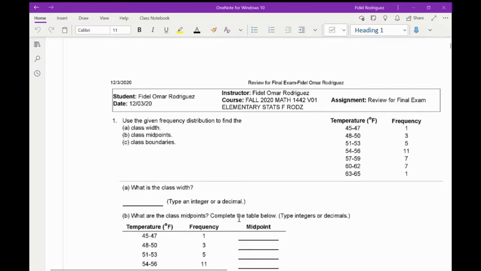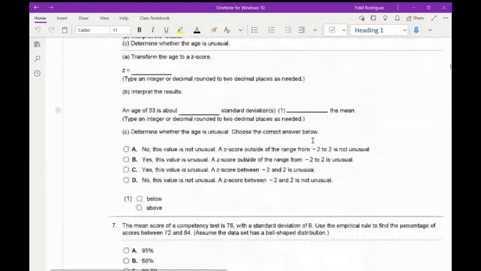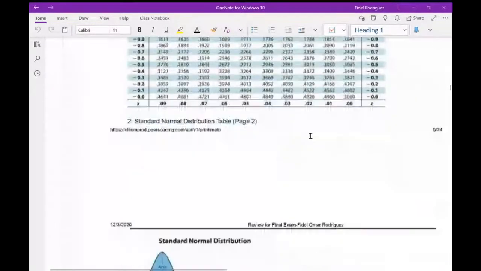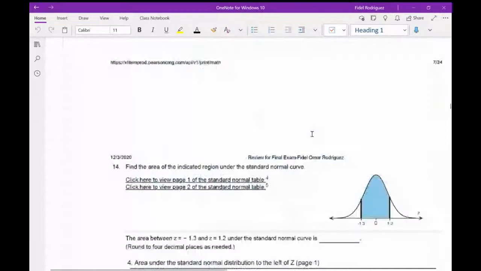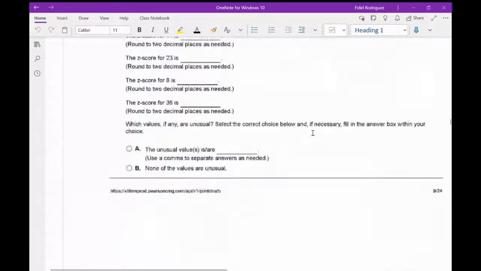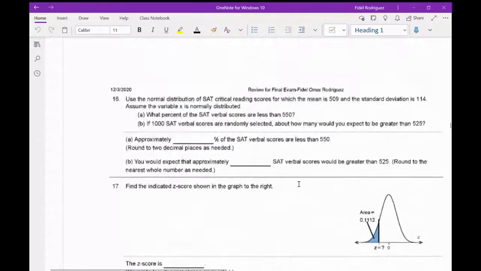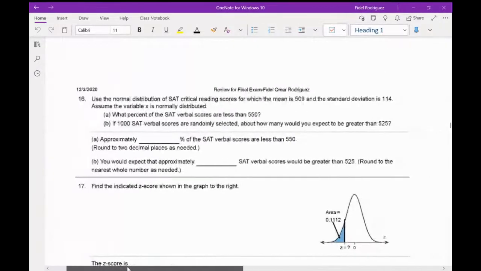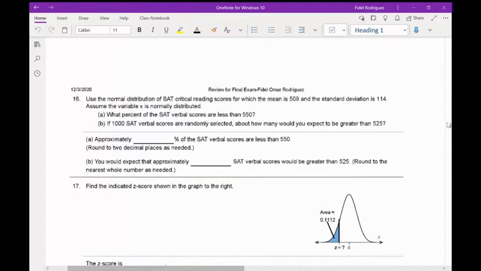Of course. So let's go to number 16. I'm just going to scroll down, guys, so if it's going kind of fast, I'm just trying to move down to it. Let's take a look at number 16. Here we go. Okay, it says use the normal distribution of SAT critical reading scores for which the mean is 509 and the standard deviation is 114. Assume the variable X is normally distributed. What percent of the SAT scores are less than 550?